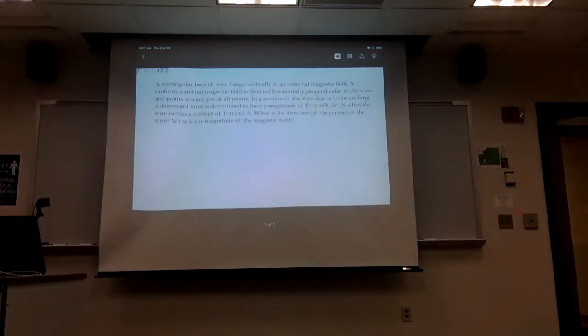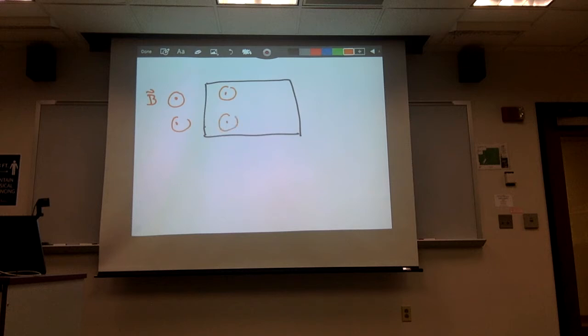This says we have a rectangular loop of wire hanging vertically in an external magnetic field. A uniform external magnetic field is directed horizontally, perpendicular to the wire, and points towards you at all points. Okay. So let's start drawing what this is saying. I have a wire. So here's my wire. It's a rectangular shape of wire. And then I have a magnetic field, which is pointing perpendicular to that at you, which means our magnetic field looks like this. So in this case, our magnetic field points outward. And we're told it's uniform, i.e. constant. Those are our magnetic field.